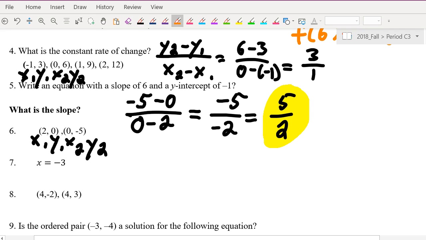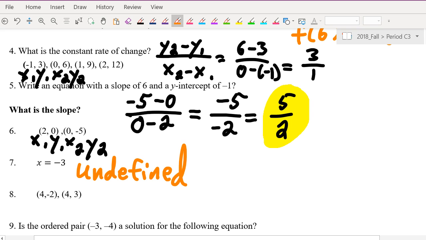Next one. x equals -3. What would that graph look like? A straight line up and down. You're right. What's the slope of that? Undefined. You guys are so smart.